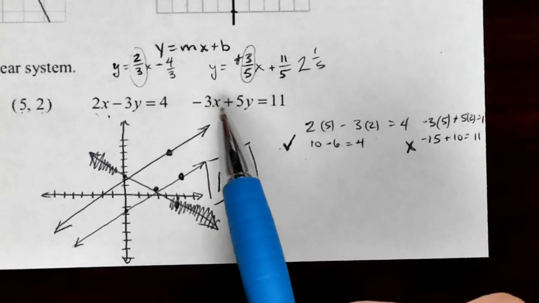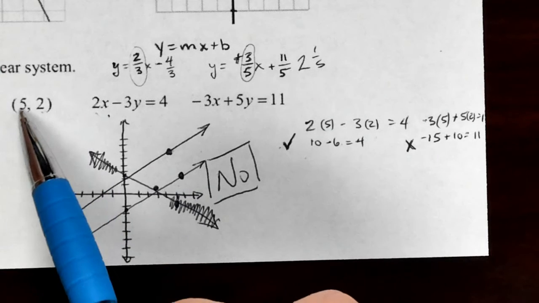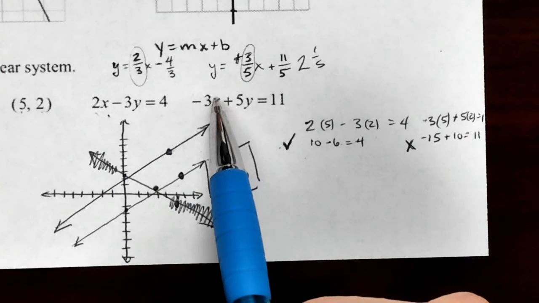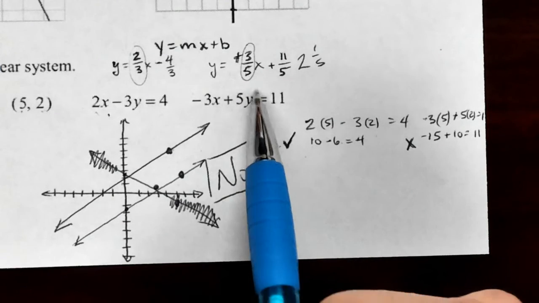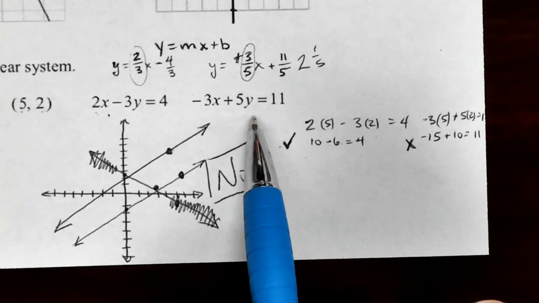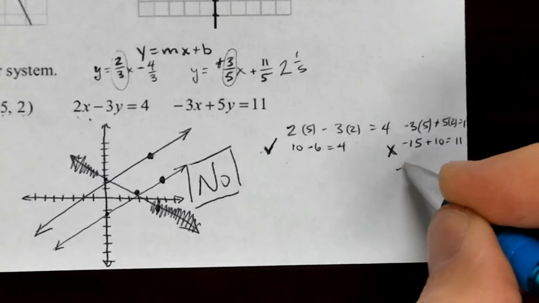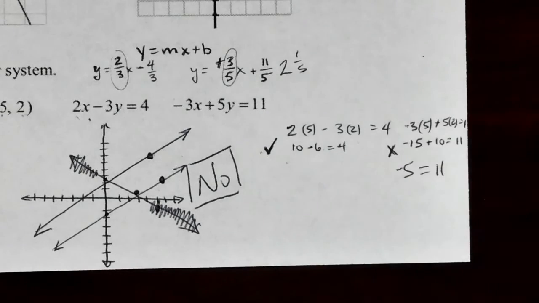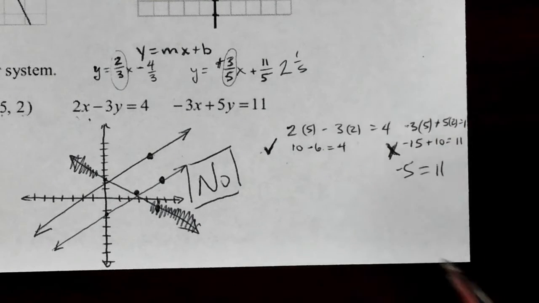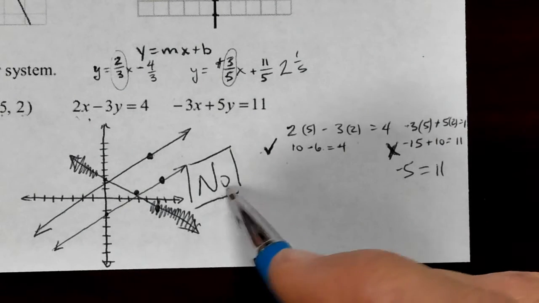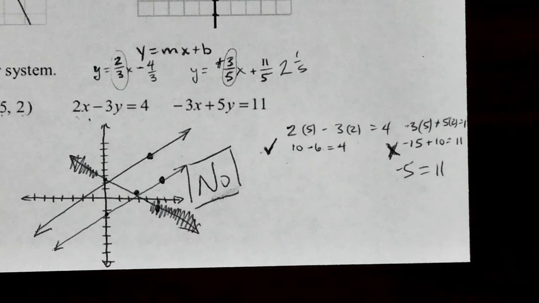But now if you plug into this one, you've got negative 3 times 5, which is negative 15, plus 5 times 2, which is a positive 10. That gives me negative 5. Well, negative 5 does not equal 11. That is not true. So if it's not true for both of my equations, then it is not my solution.